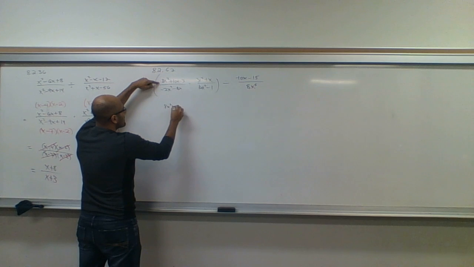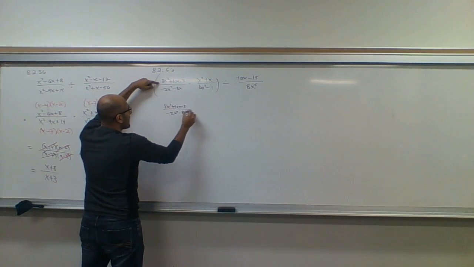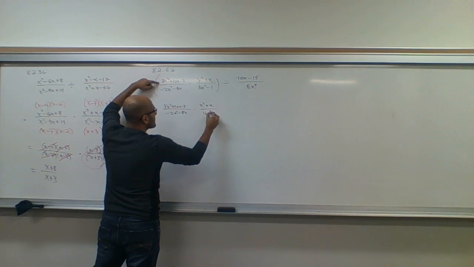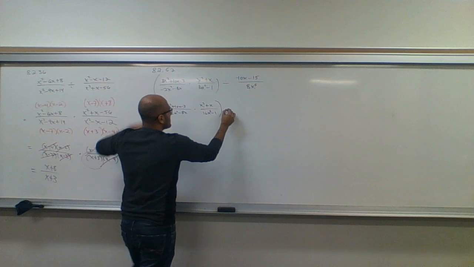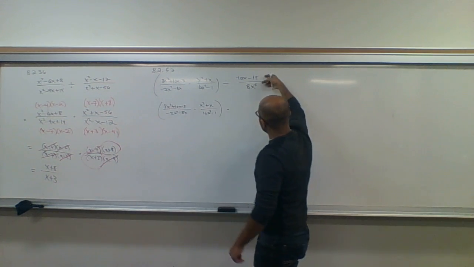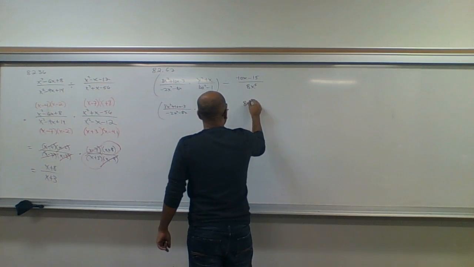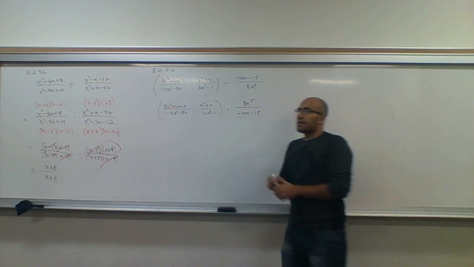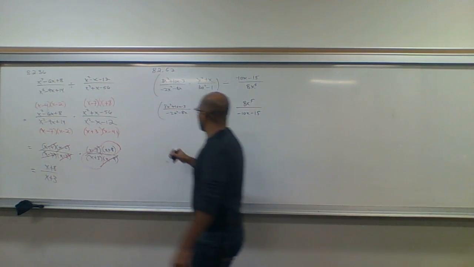8x squared plus 10x minus 3 divided by minus 2x squared minus 8x, times x squared plus x over 16x squared minus 1, times, and then I'm just going to flip this guy over, the reciprocal, like that. Okay, now I want to factor everything.